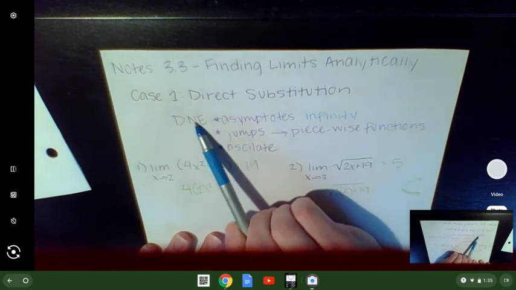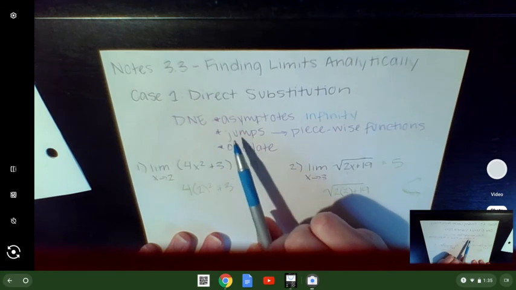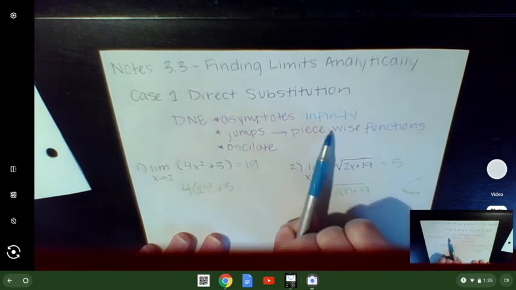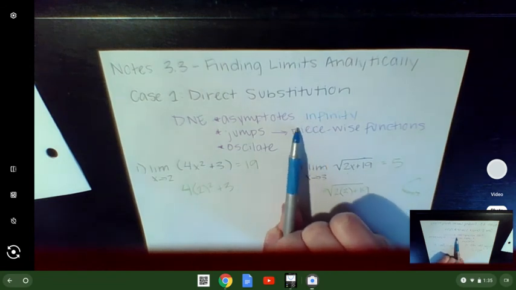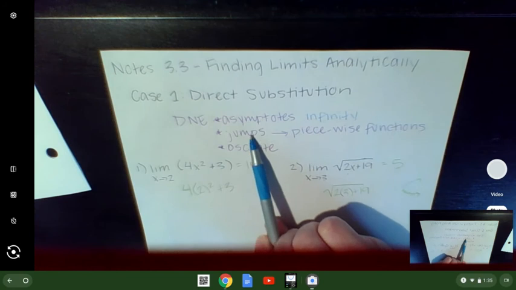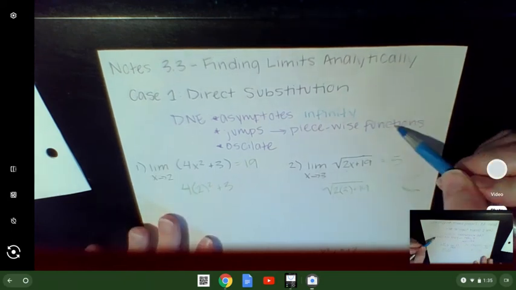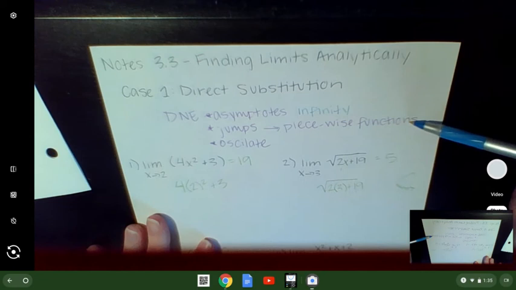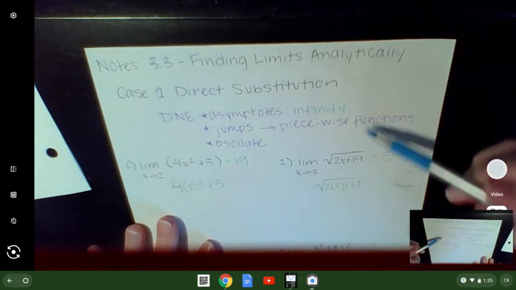Another time that we have a limit that does not exist is when we are heading to two different places. We call that jumps. Now, jumps most often occur in piecewise functions heading to two different places. There are some other functions that naturally have these opportunities, but typically it's piecewise functions. We will focus on piecewise functions in a separate video because piecewise functions, well, they're special. So we'll get back to those.